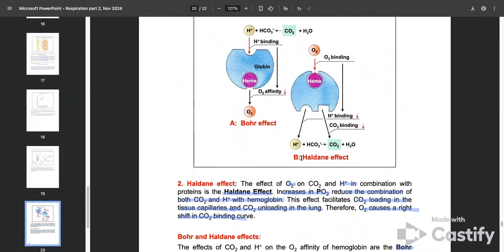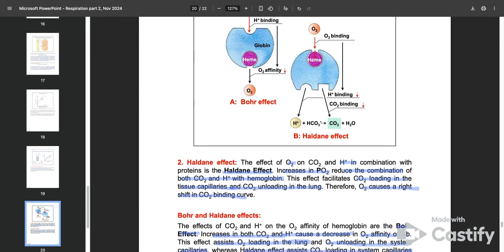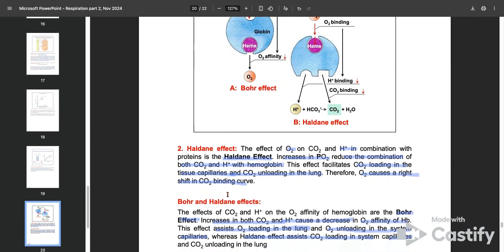And yeah, this is what I wanted to talk about, the Haldane effect. What is the Haldane effect? It's basically the effect of oxygen on carbon dioxide and H plus in combination with proteins. So basically, remember when we have the Bohr effect, when we had more H plus, more carbon dioxide, they're going to bind to hemoglobin, oxygen is going to be released. Now we have less H plus, less CO2, so we're going to have more oxygen, and oxygen is going to bind to hemoglobin, and H plus and CO2 are going to be released, and that's pretty much it. This effect facilitates carbon dioxide loading in the tissue capillaries and carbon dioxide unloading in the lung. Therefore, oxygen causes a right shift in carbon dioxide binding curve.